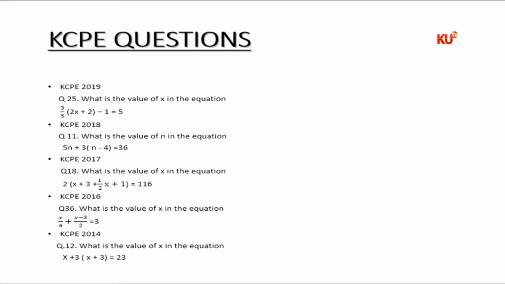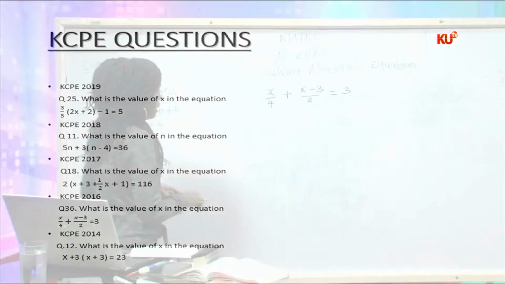KCP 2016, question number 36. The question was, what is the value of x in the equation x over 4 plus x minus 3 over 2 is equal to 3. So we are supposed to get the value of x.